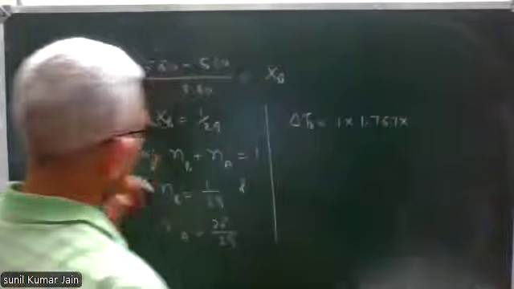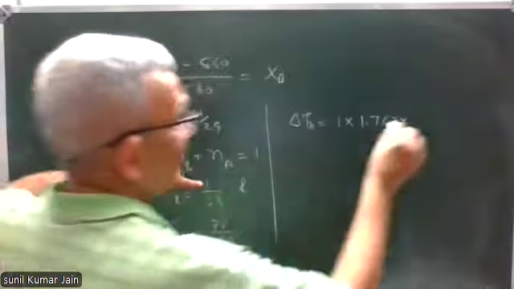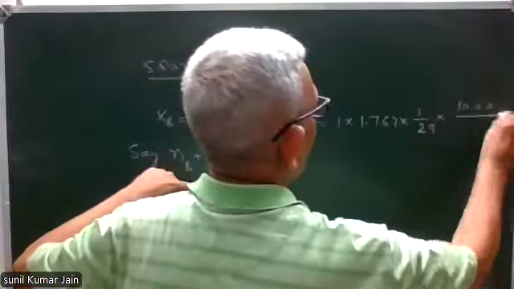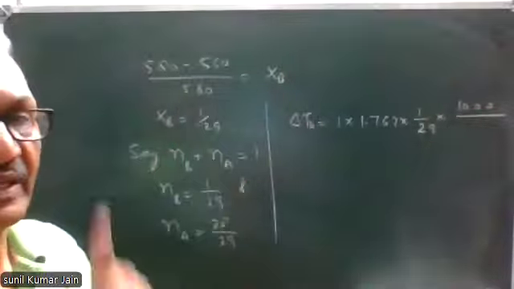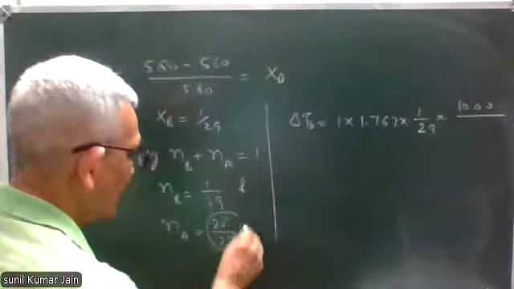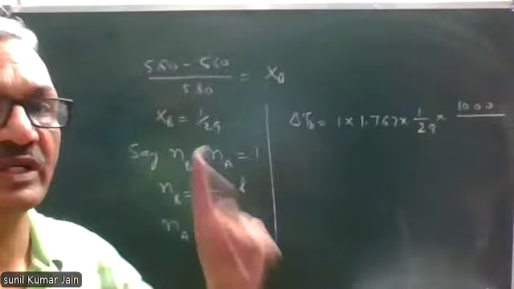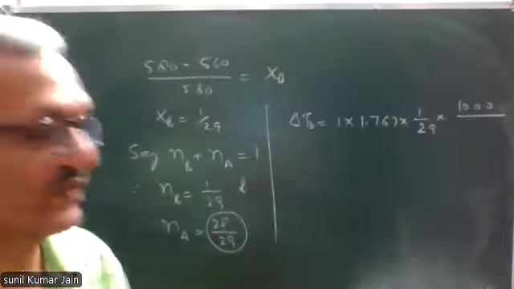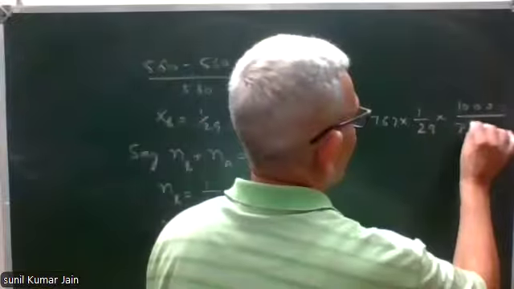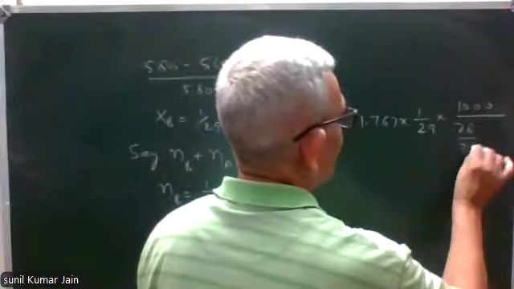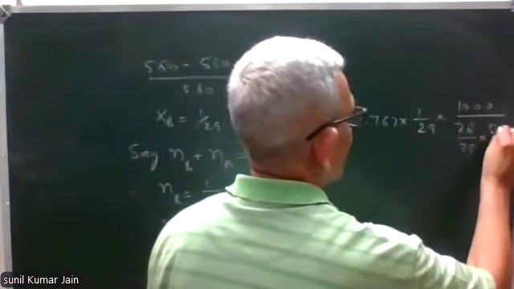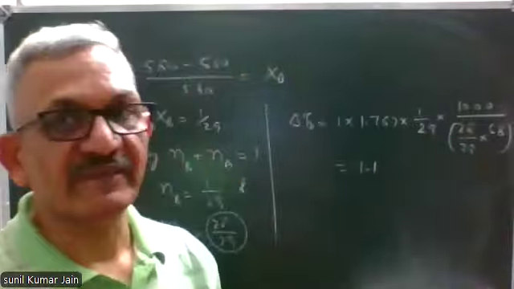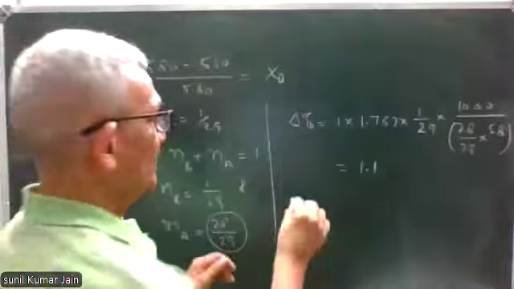into molality. Molality is number of moles, 1 by 29, into 1000 divided by weight of solvent. Weight of solvent will be number of moles of solvent into molecular weight of solvent. Molecular weight of acetone is 58. So this will be 28 divided by 29 into 58. When you calculate, elevation will come out to 1.1.